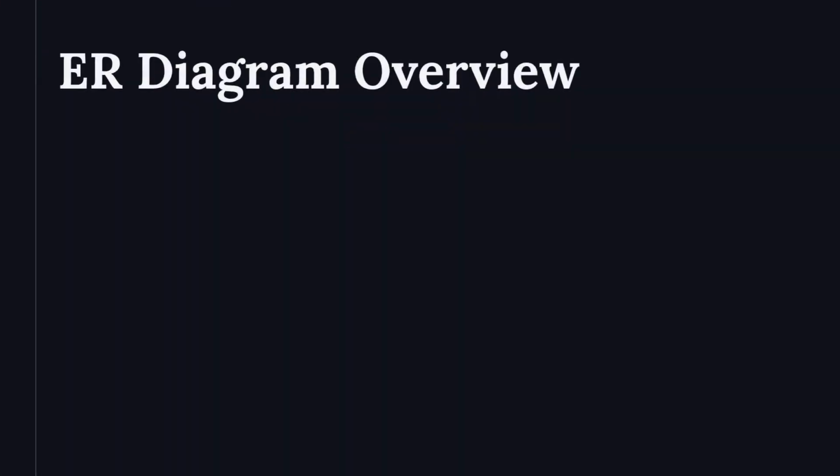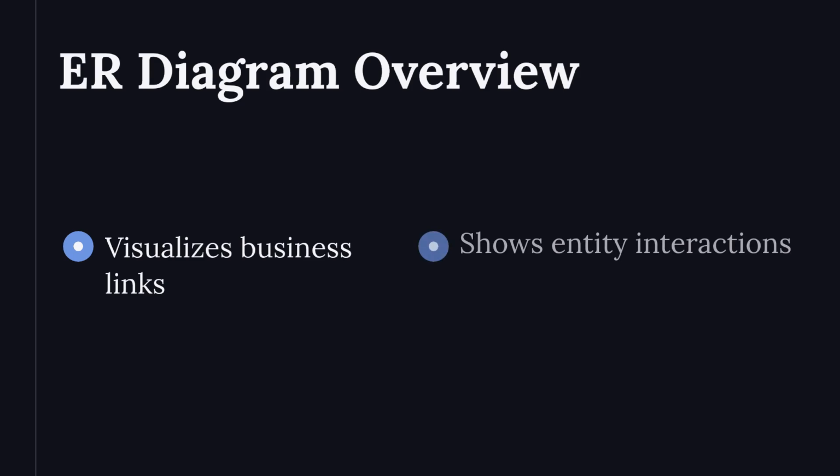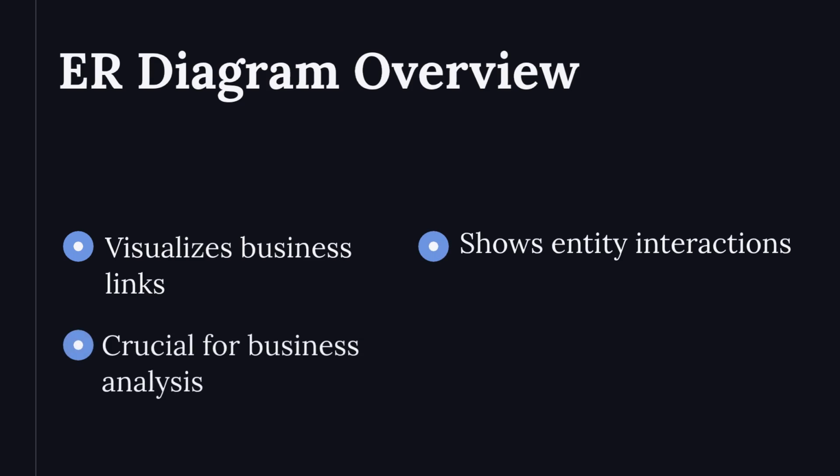An ER diagram visually represents business relationships. It shows entity interactions and dependencies. Understanding these relationships is crucial for business analysis. They provide insights into the data flow within an organization. This knowledge aids in designing efficient systems.